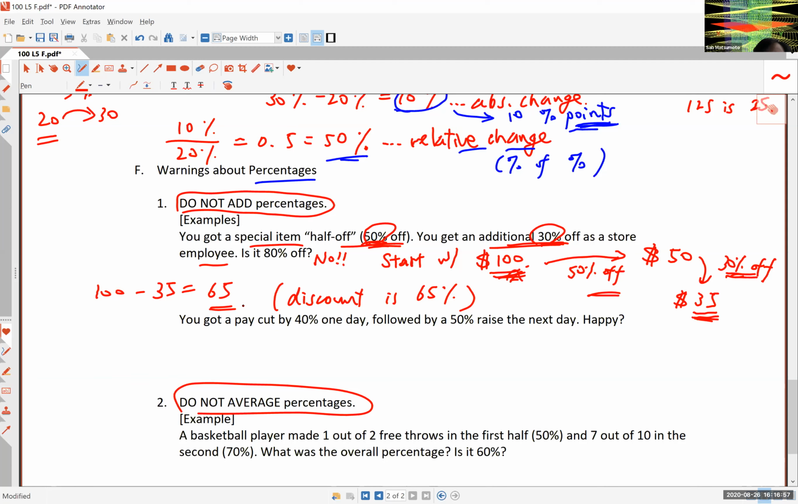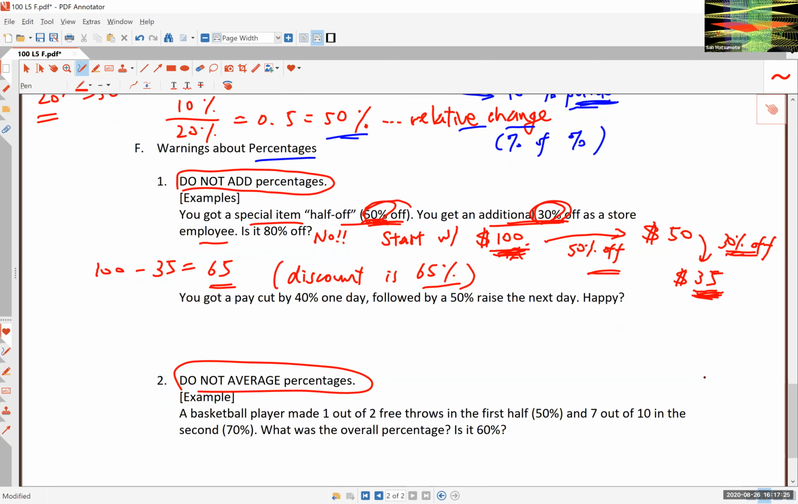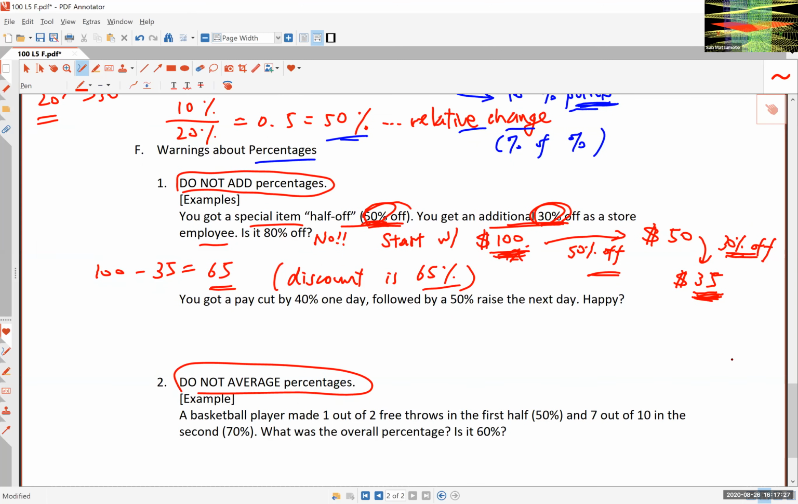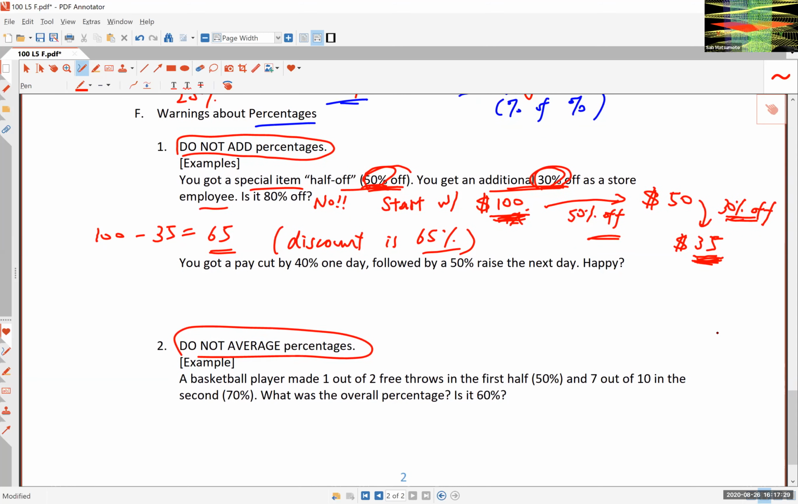But you don't have to use algebra. Start with a fixed number, like 100, a nice number, and then you find out you can buy this for $35. That means you don't have to pay the extra $65, and that is a 65% discount. That's about the only way you can find the correct answer: 65% given 50% off and 30% off. In other words, do not add the percentages. Get that? Okay, two more questions. You got a pay cut.